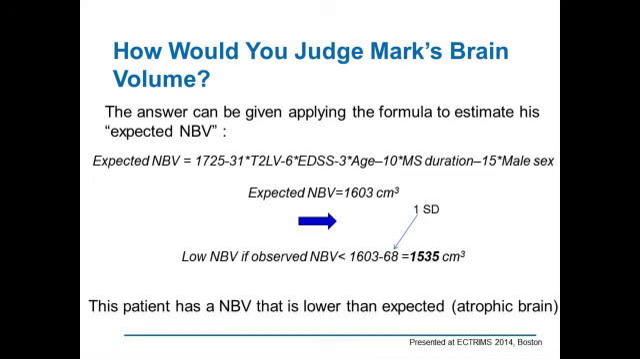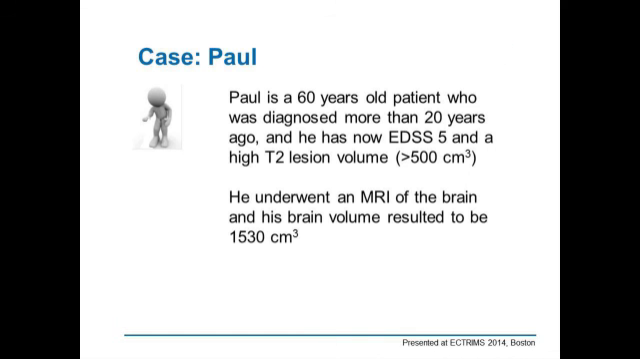Let's go to a second case, an opposite case. This is the case of Paul. Paul is a 60-year-old patient who was diagnosed more than 20 years ago, and now he has an EDSS of 5 and a high T2 lesion volume, let's say more than 500 cubic centimeters. Again, he underwent an MRI of the brain, and his brain volume was 1,530 cubic centimeters, exactly the same value as Mark.